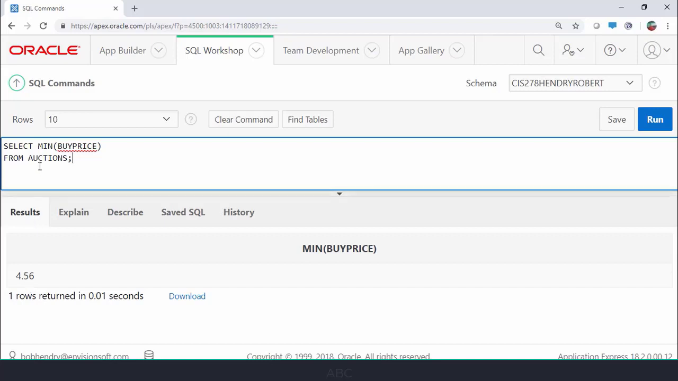Now again, notice that the aggregate functions only bring one value back, and they don't bring a result set back. It's like calling a function, and the function returns one value. When I say calling a function, I'm talking about in math, not just necessarily in Oracle or databases. If you have a math class in which you develop a macro or a function, that function only returns one value, as it does here. So when we run the min function, the aggregate function, we only get one value back. Minimum buy price from auctions, and we get just $4.56.